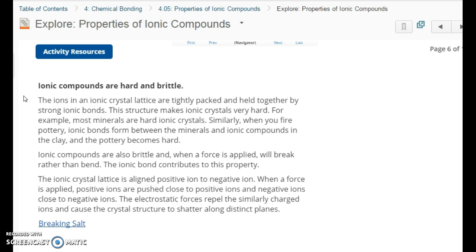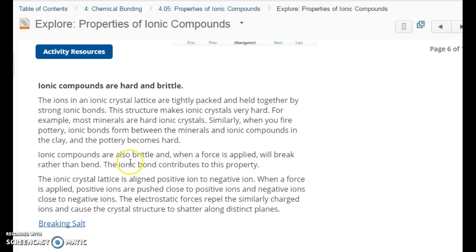This structure makes ionic crystals very hard, like a piece of pottery. For example, most minerals are hard ionic crystals. Similarly, when you fire pottery, ionic bonds form between the minerals and the ionic compounds in the clay, and pottery becomes hard. Ionic compounds are also brittle, and when a force is applied, it will break rather than bend.